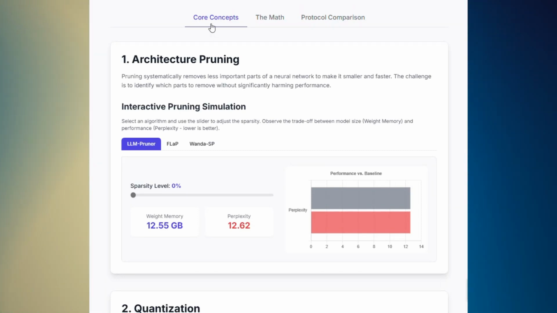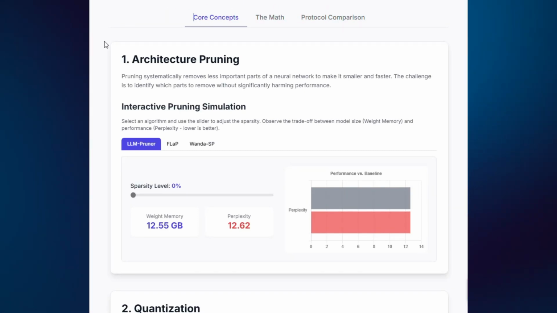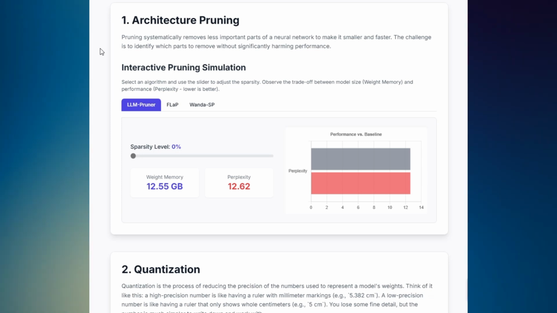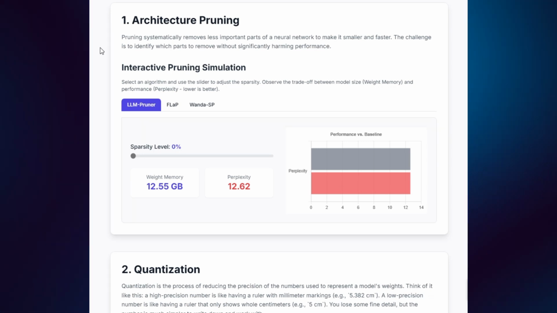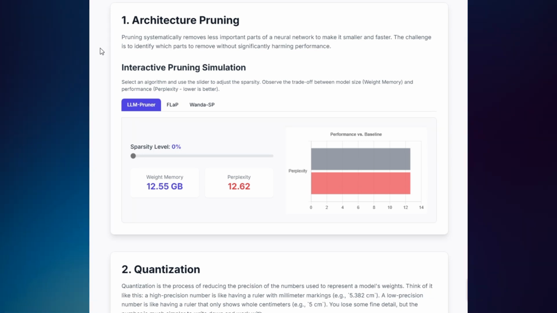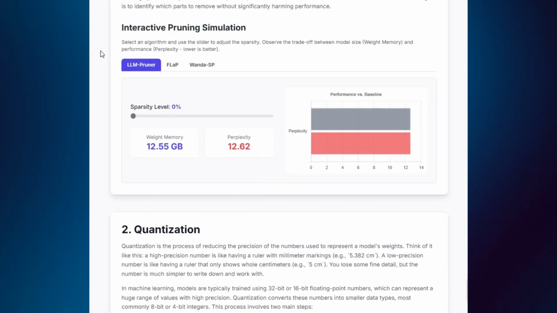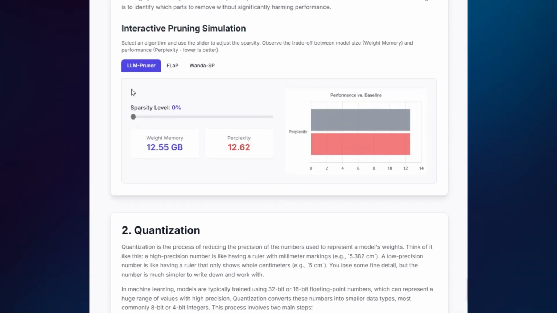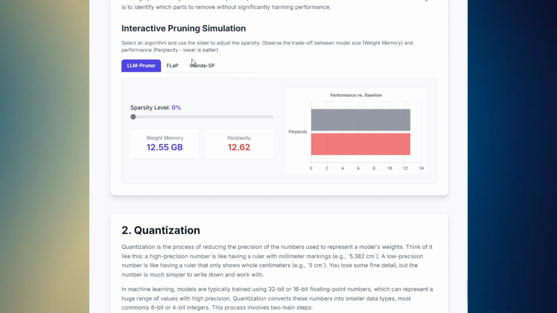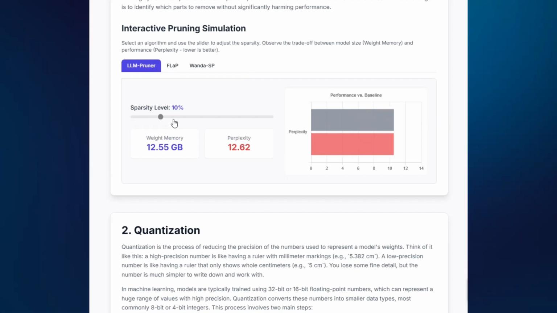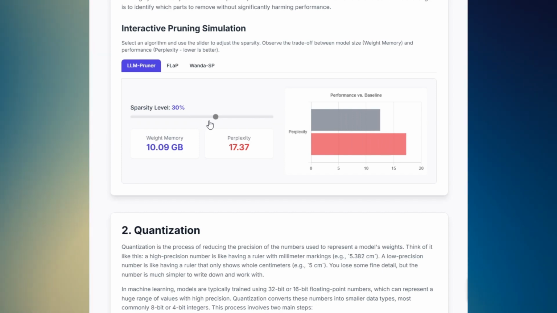Let's go over architecture pruning, quantization, sparsity, and perplexity. These should be considered when choosing high-speed data transfer protocols. Pruning systematically removes less important parts of a neural network to make it smaller and faster. There's almost always a trade-off between space and time when considering information encoding.